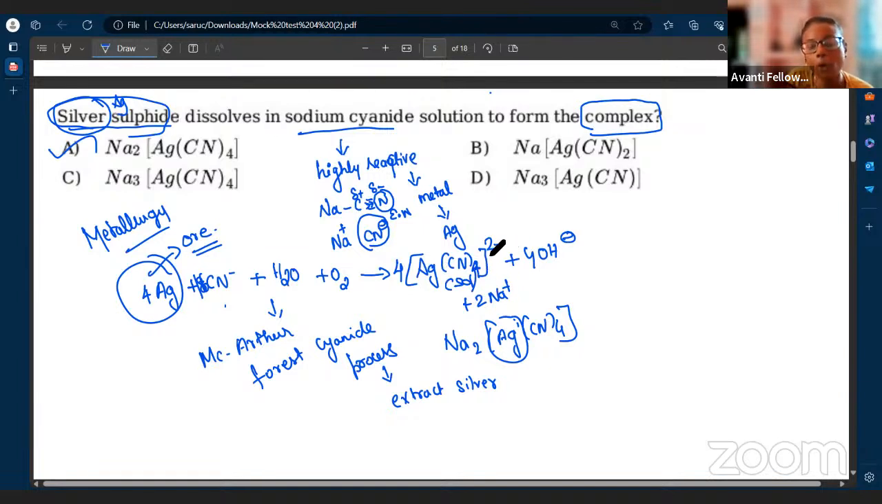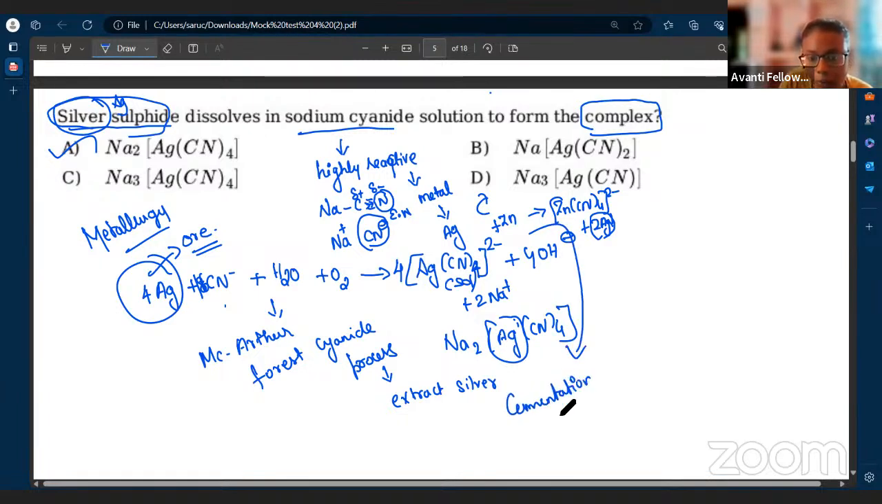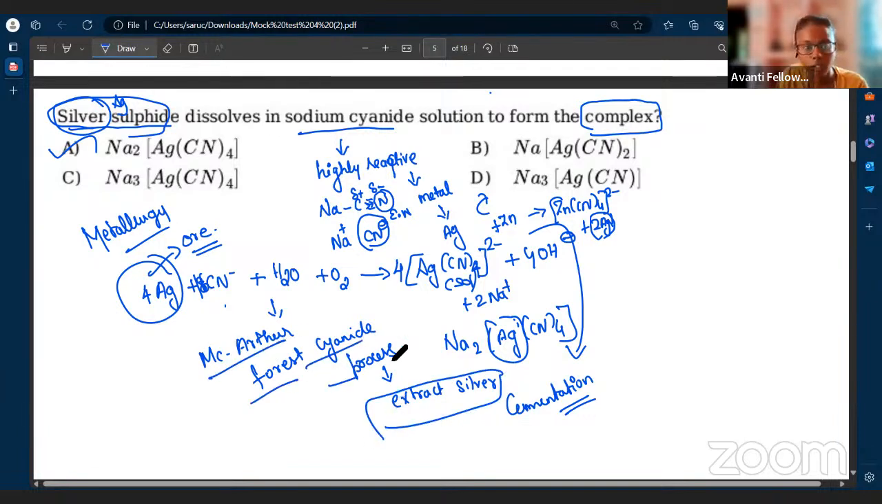Now what you want is pure silver. So again, when you react it with zinc, this zinc will combine with the CN and you'll be getting the pure silver. It is used to extract pure silver, and the reaction with zinc is known as cementation. This is the MacArthur-Forrest cyanide process. Clear with this question? If you have gone through the metallurgy unit, isolation of metals, then you'll be clear with this.